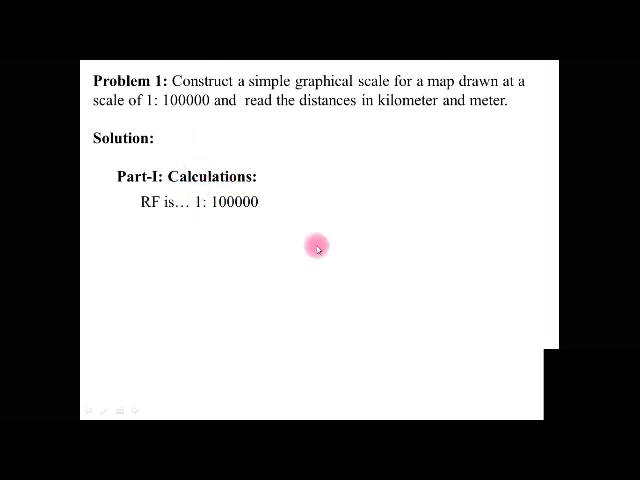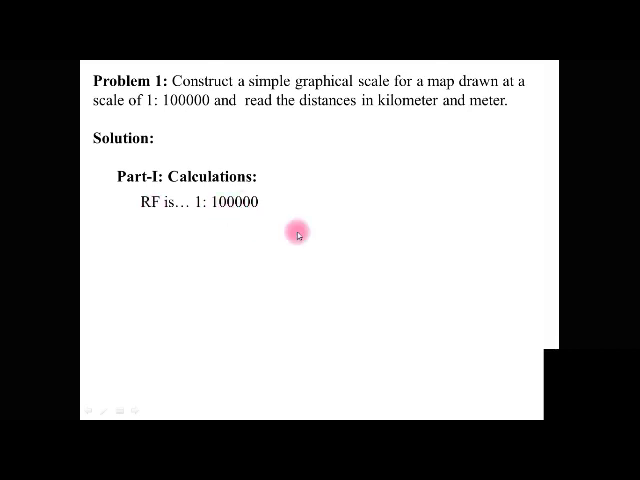Then after that you have to decide the length of the graphical scale. That is most important. After that you have to find out the length of scale and the respective distance on the ground. Okay, so that we have to find out. So step by step, and then later on we have to decide the primary divisions, then secondary divisions, and so on. So we'll go step by step, then you will get an idea.